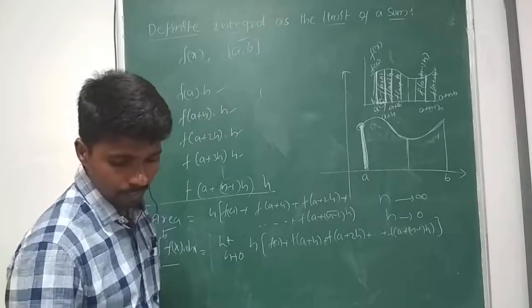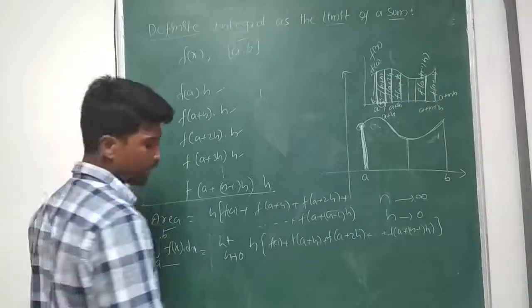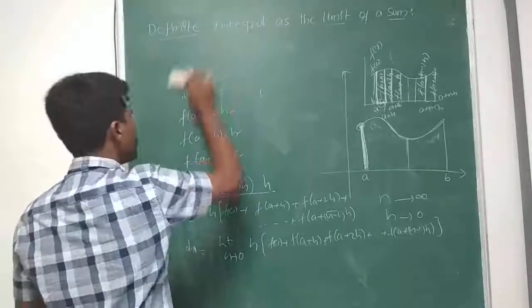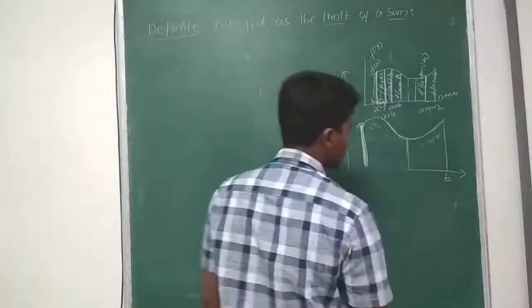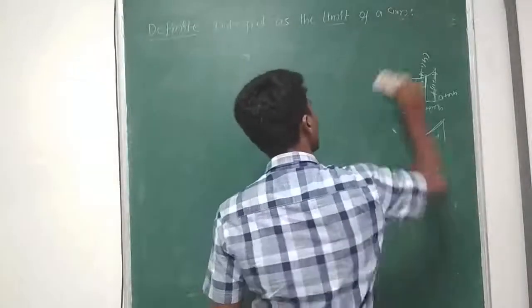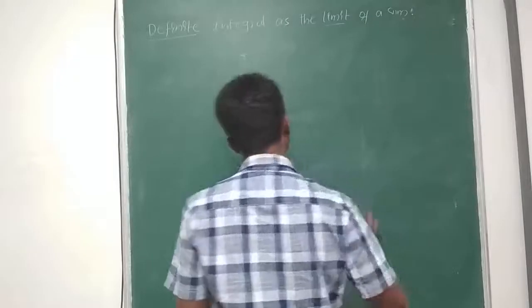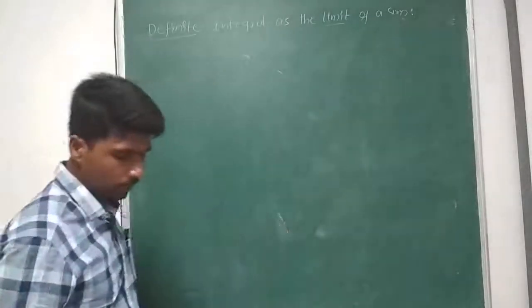Integral a to b x dx. So before going to this, we have to recall the sum of the first n natural numbers, sigma n.